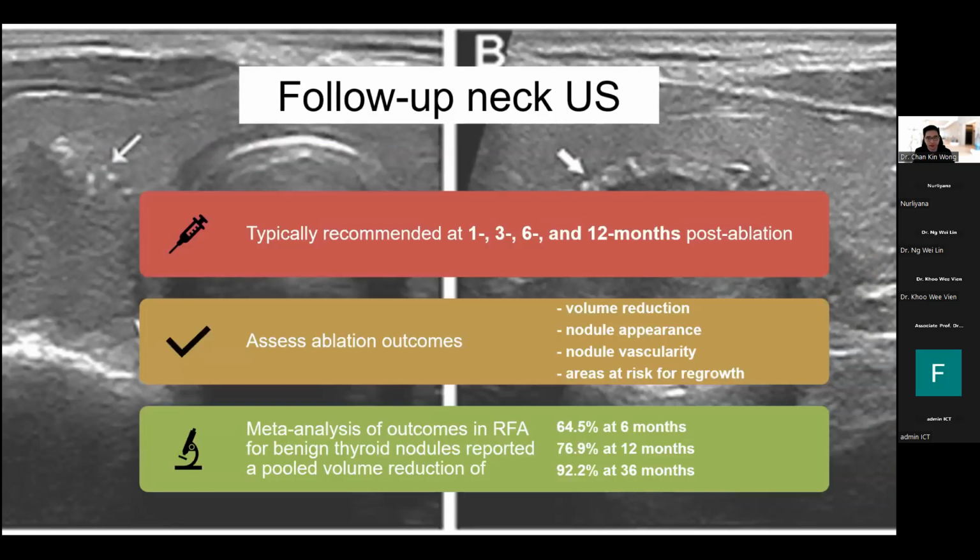Okay, for follow-up, neck ultrasound is recommended at 1, 3, 6, and 12 months post-ablation. Through this ultrasound, we look at the volume reduction, the nodule appearance, vascularity, and areas at risk for regrowth. Okay. A meta-analysis of outcomes in RFA for benign thyroid nodules reported a pooled volume reduction of 64.5% at 6 months, 76.9% at 12 months, and 92.2% at 36 months.